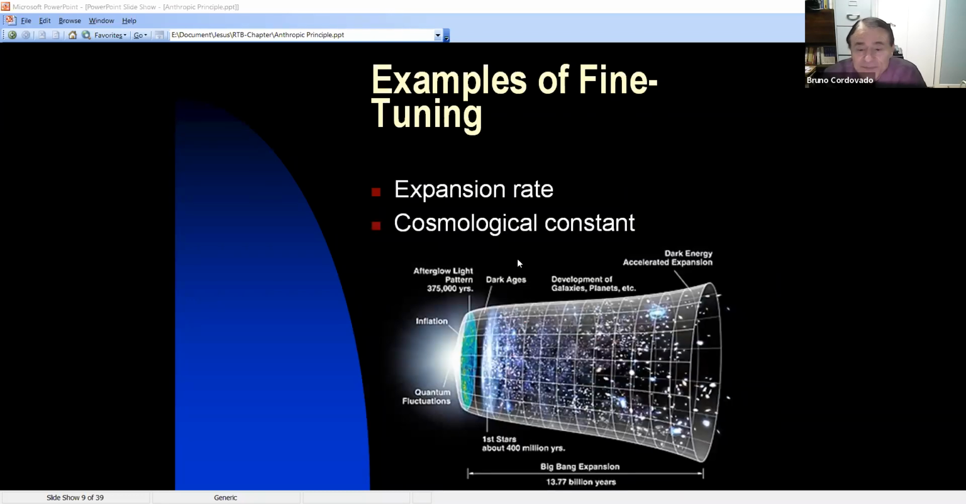Then you need to have the right expansion rate and the right cosmological constant to have the expansion go at the right rate, so that you could have stars forming. If the expansion rate was too fast, then you wouldn't be able to form galaxies because the matter would be spread out too much. If it's not expanding fast enough, then the universe would collapse, and then you wouldn't have any stars forming either.